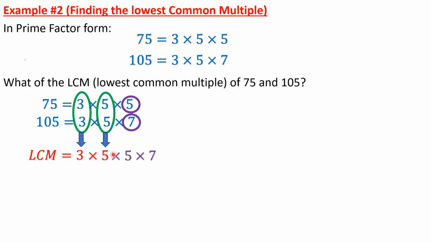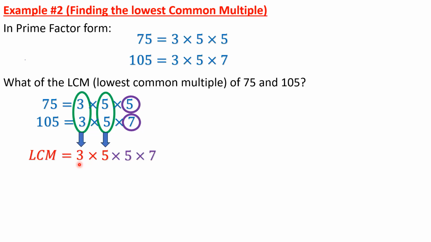Yes, sir. Good. So the LCM is going to be 3 times 5 times 5 times 7, right? Okay, so what are we going to do at this point? We're going to multiply what? 3 times 5, and we're going to multiply what else? 5 times 7. 5 times 7, very good.